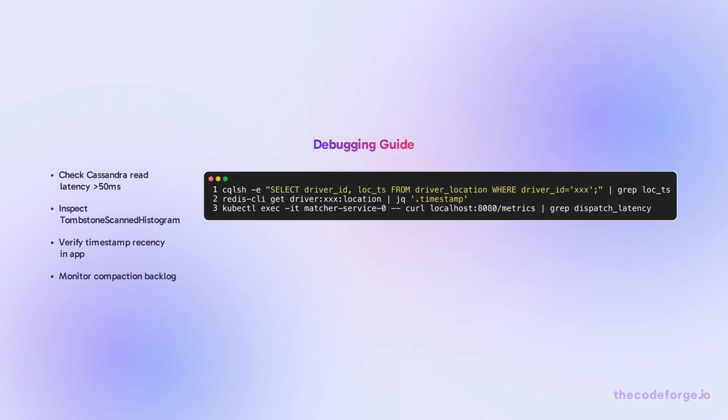To diagnose tombstone issues, check Cassandra read latency and the tombstone scanned histogram metric. Verify the timestamp of driver locations using CQLSH or Redis. Monitor matcher service latency percentiles.